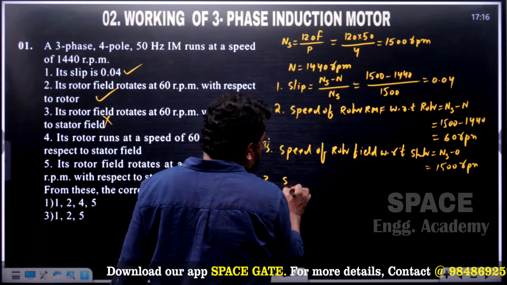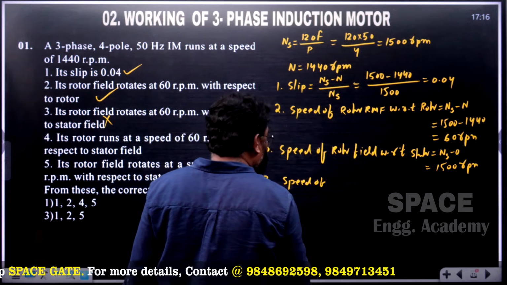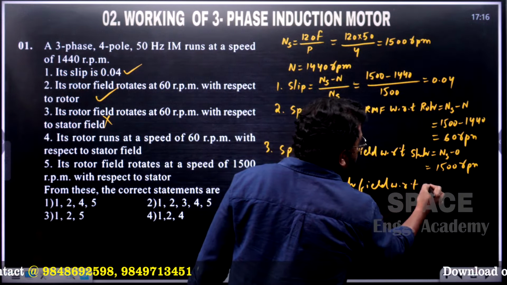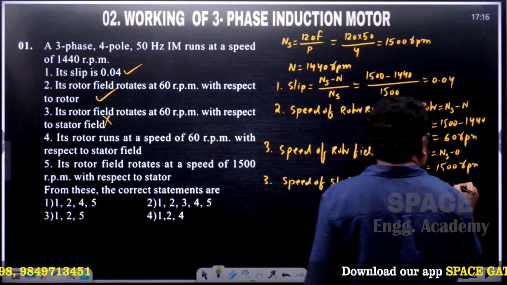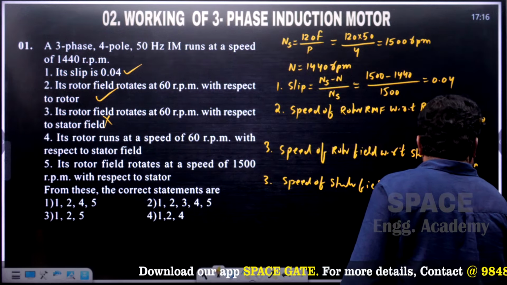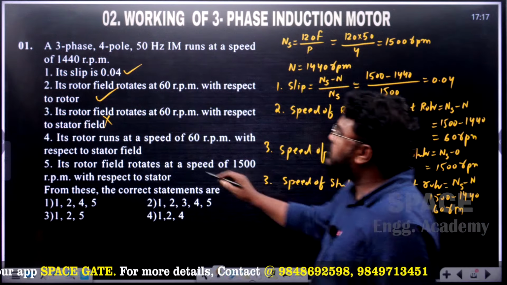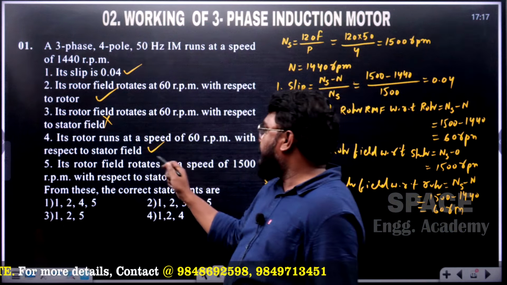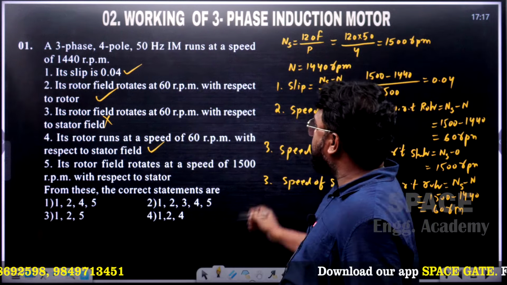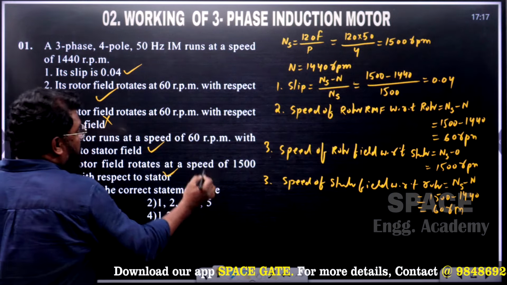That means the speed of the stator field with respect to the rotor is equal to Ns minus N. So it is nothing but 1500 minus 1440, which is equal to 60 rpm. So this is also a correct statement. And its rotor field rotates at a speed of 1500 rpm with respect to the stator field. The speed of the rotor field with respect to the stator is 1500 rpm. This is also a correct statement.